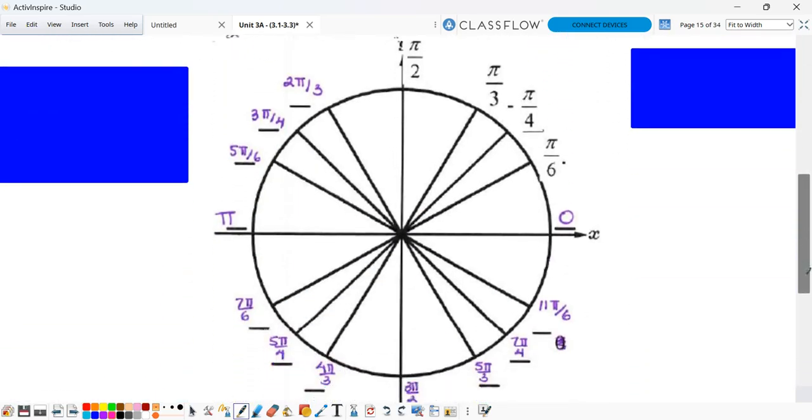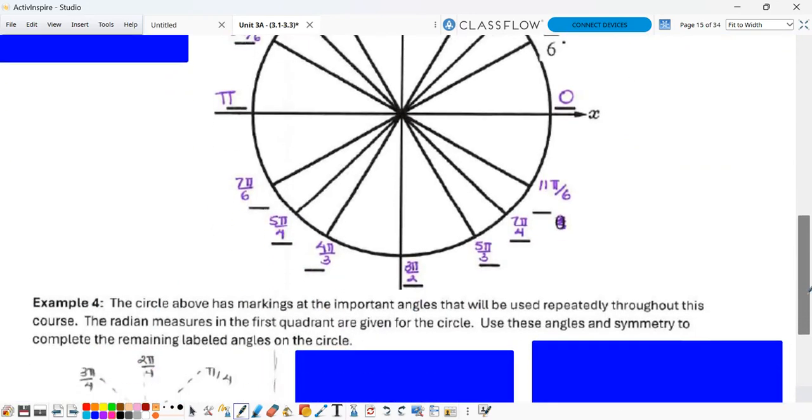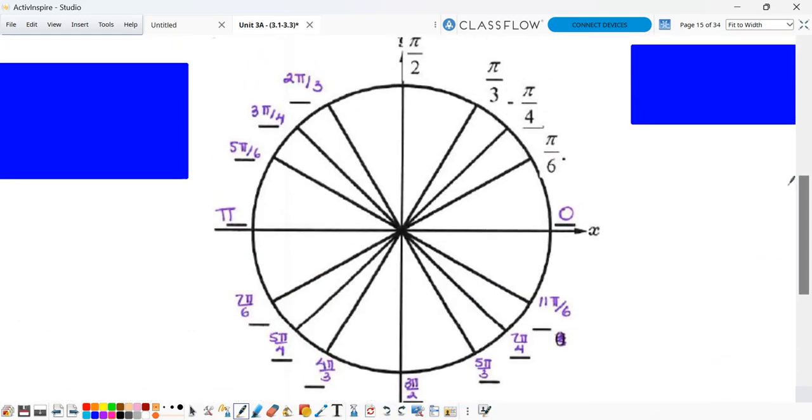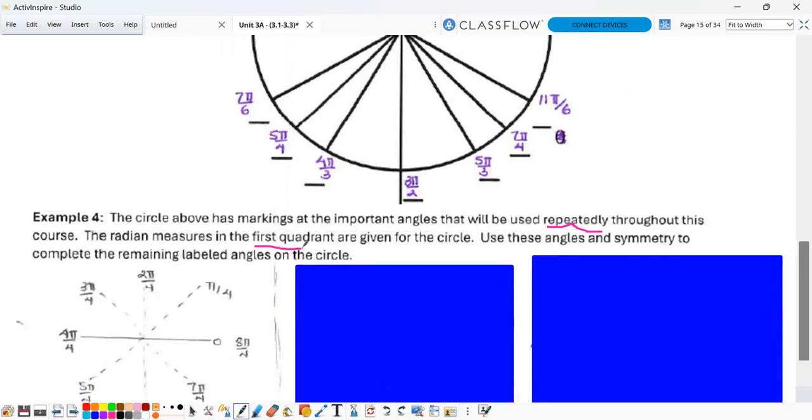So let's take a look at some more. Take a look at the whole circle. Now we are looking at the entire circle here, and this question says the circle above has markings at the important angles that will be used repeatedly, meaning forever, for the entire unit. We keep going all the way, and all the time, when we go backward and forward, we use these angles. We call them special angles. Special angles have a special meaning and special location. It says the first quadrant is already given to you. Use these angles and symmetries to complete the remaining angles.